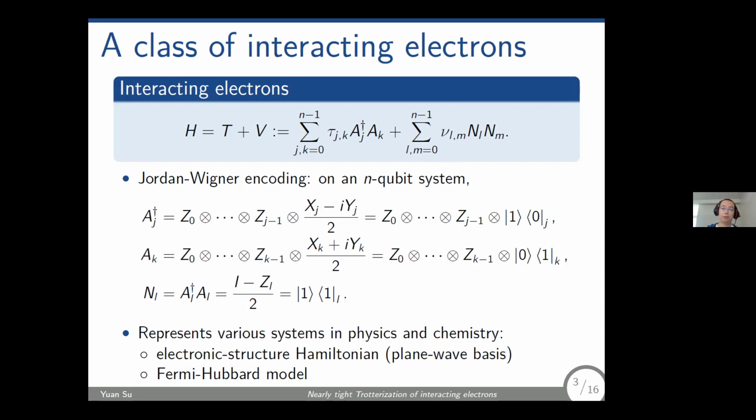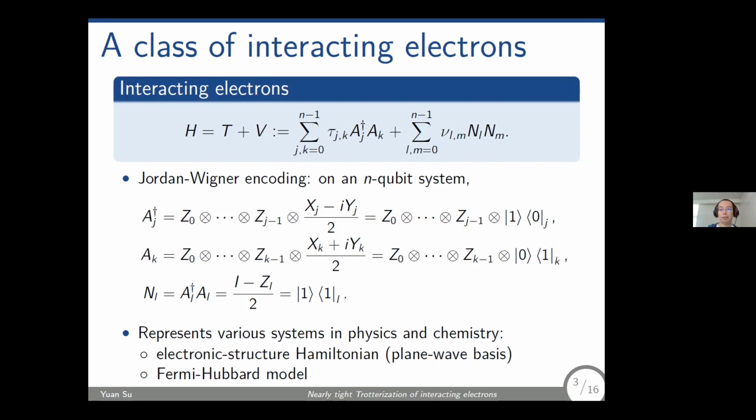You may ask why we want to consider this kind of system. It turns out that it can represent various systems in physics and chemistry. For example, people are interested in the electronic structure problem, and the corresponding Hamiltonian can be represented as a special case of interacting electrons with some chosen coefficients. Another interesting model is the Fermi-Hubbard model, which again is a special case of this general setting. So this is a potentially good candidate problem to simulate on a quantum computer, and this is the focus of this talk.